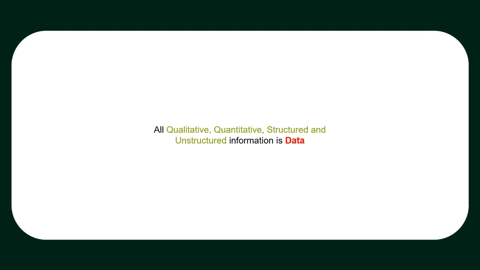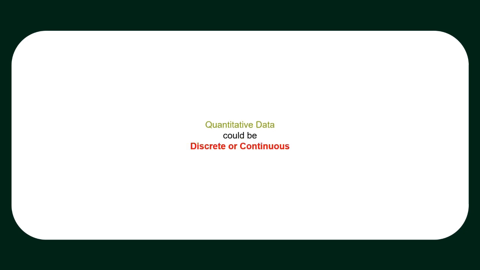Let's understand each data type one by one. Quantitative data could be discrete or continuous. An example of discrete data is the number of months in a year. On the other hand, annual growth of 11.25% of a company is an example of continuous data because 11.25 is fractional. Now let's move to qualitative data.